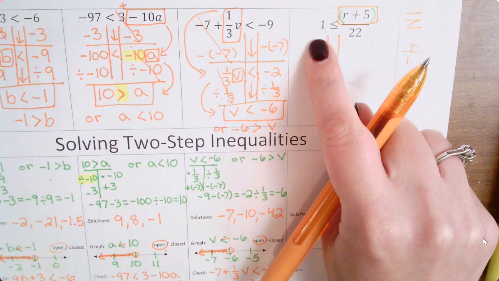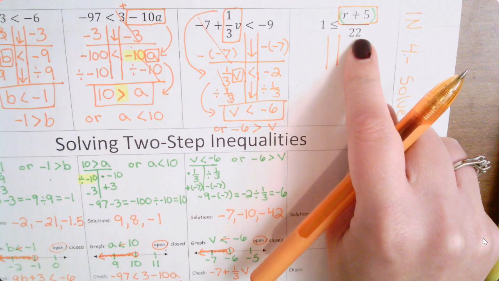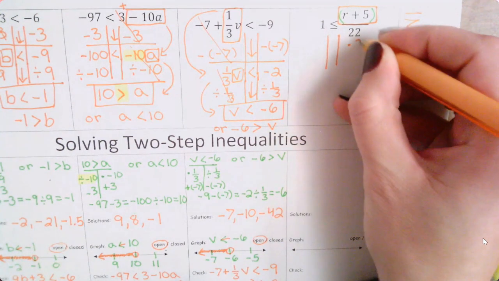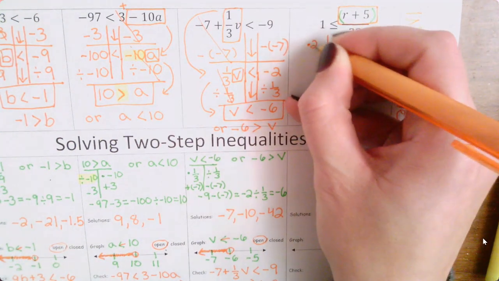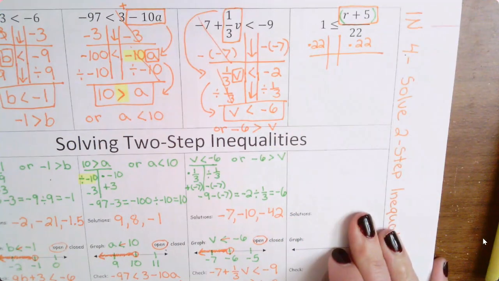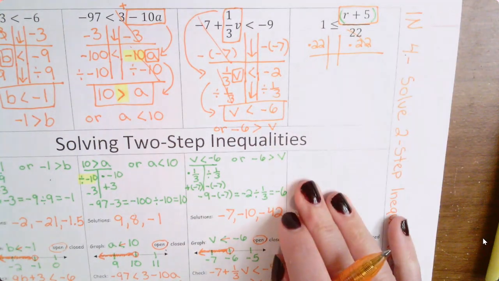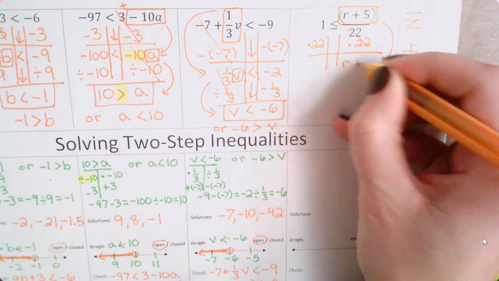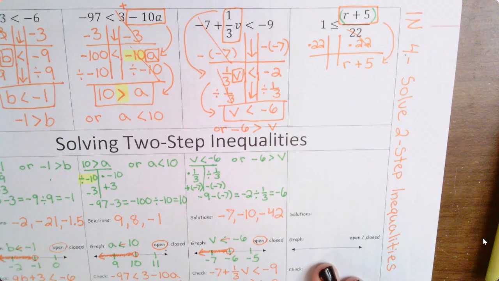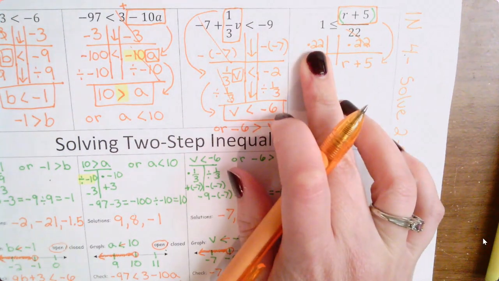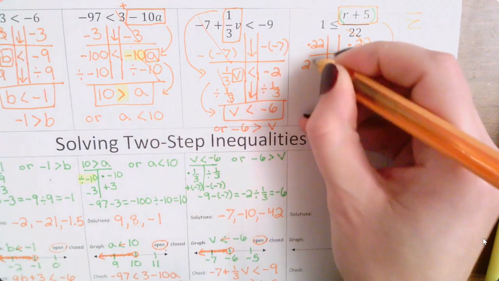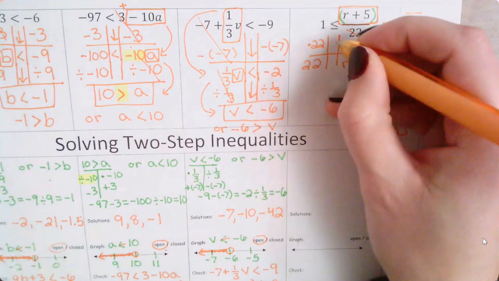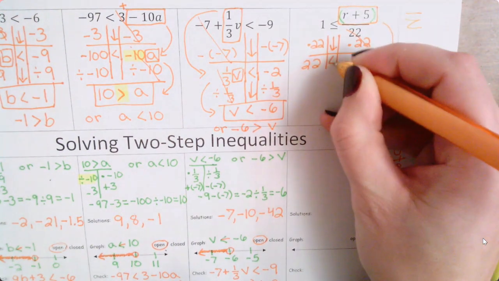I'm not getting rid of the 1, even though it's on the left-hand side. It's not the same side as my variable. So I want to get rid of that divide by 22. The opposite of dividing by 22 would be multiplying by 22. And so I would do that on both sides. On this side, things would cancel, and I would carry down the R plus 5. And over here, 1 times 22 would give me 22. I did multiply here, but it was not by a negative number, so I can carry down my inequality sign, which was my less than or equal to sign.